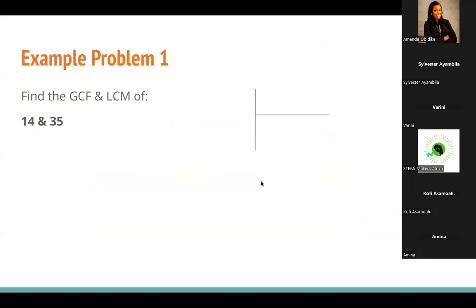So why don't you guys try this problem? Find the GCF and LCM of 14 and 35, and then let me know what your answers are, and then I'll go over the solution after. Okay? Make sure you private message me, and also show me the steps you took, so that I can help you locate your mistake if you made one.